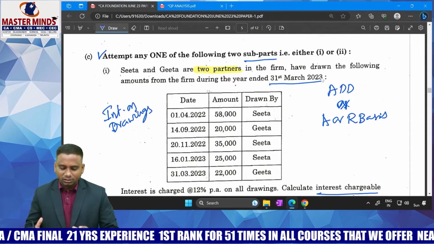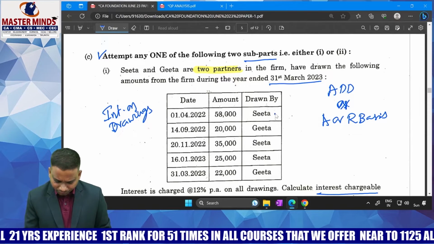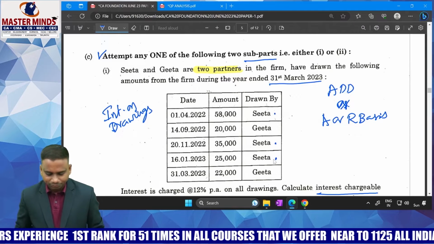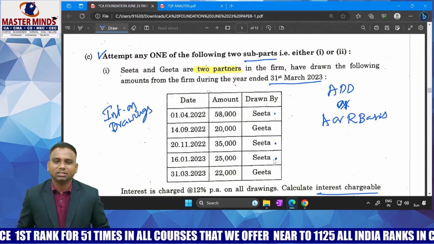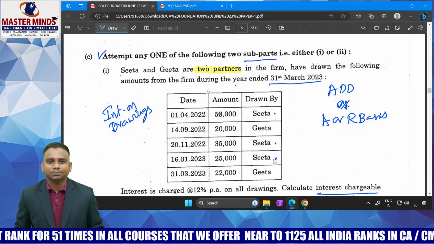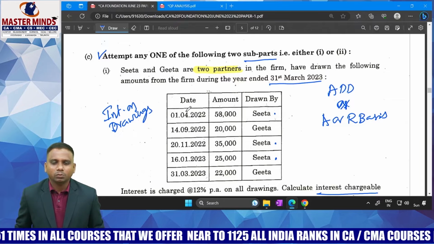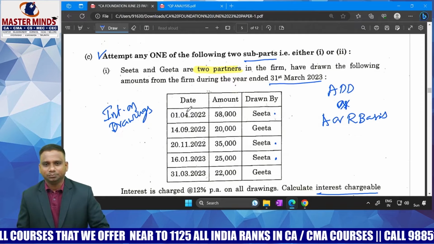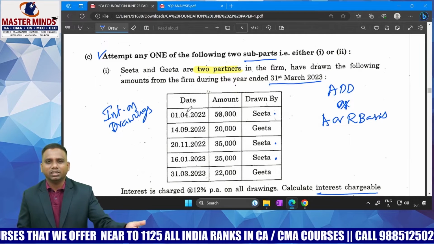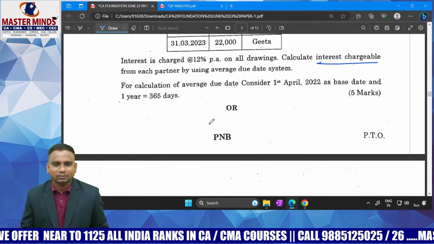This is another easy chapter, easy question. How many drawings? Sita has drawn 3 amounts and Geeta has drawn 2 amounts. That's it. Yes or no, students? Yes. Simple question again. Next. But actually you have to prepare 2 formats. That is a little bit lengthy here. 2 formats. For Sita, a separate format. For Geeta, a separate format. Right? That you have to see.